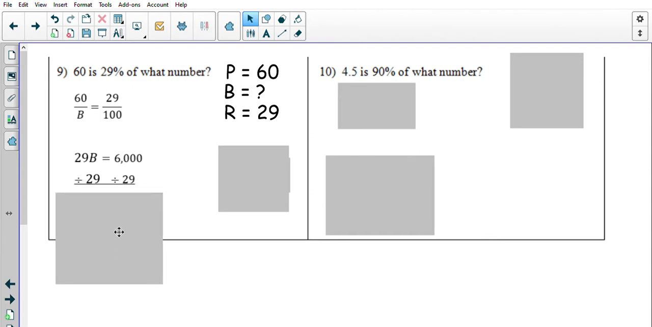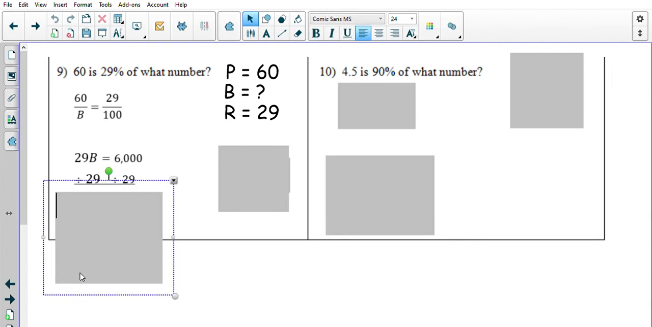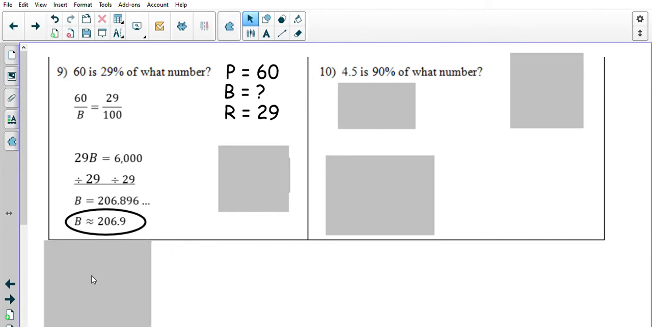Divide both sides by 29, and 6,000 divided by 29, let me go ahead and calculate it again just to double check. This one gets us a really long decimal here, so we will round this. Sorry about this, guys. I got 206.896, and so forth. I don't see any repeating pattern there, so we might as well round that to the nearest tenth, 206.9, which makes sense. 60 is 29% of 206.9.